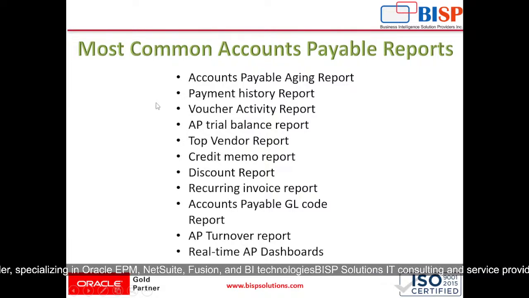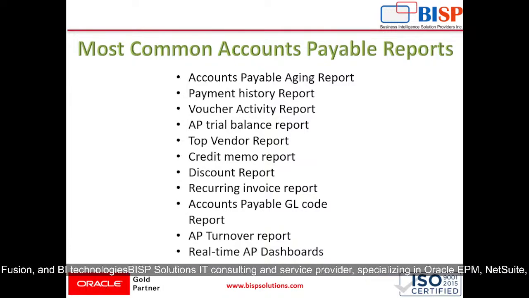are coming under the most common accounts payable reports, like the accounts payable aging report and payment history report. These are all required for a company in the long run, because the future and the goodwill of the company depend on these things. The reports are: accounts payable aging report, payment history report, voucher activity report, AP trial balance report, top vendor report, credit memo report, discount report, recurring invoice report, accounts payable GL code report, AP turnover report, and real-time AP dashboards.